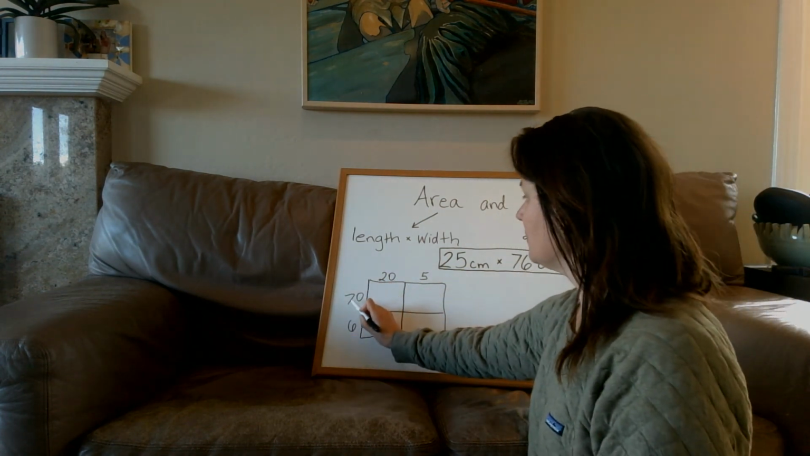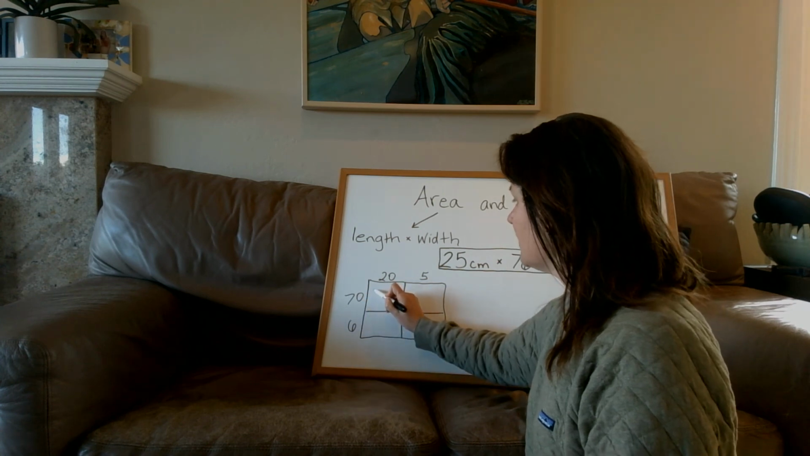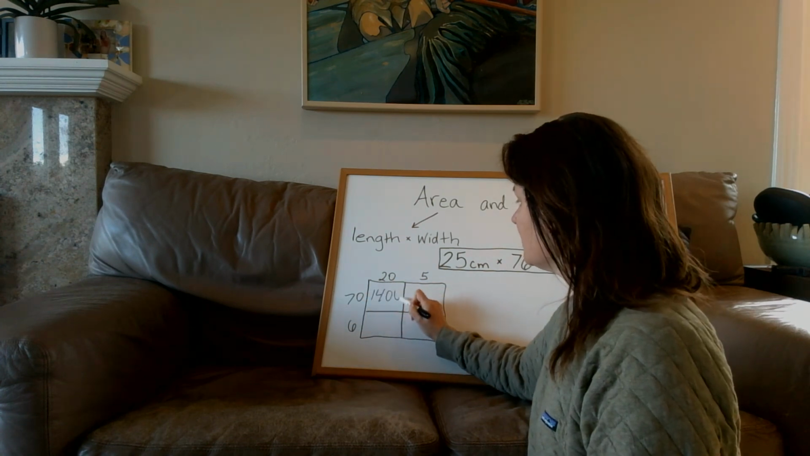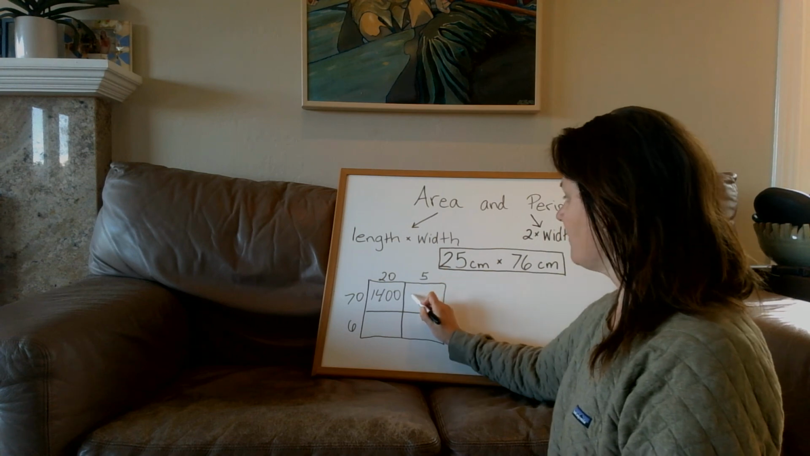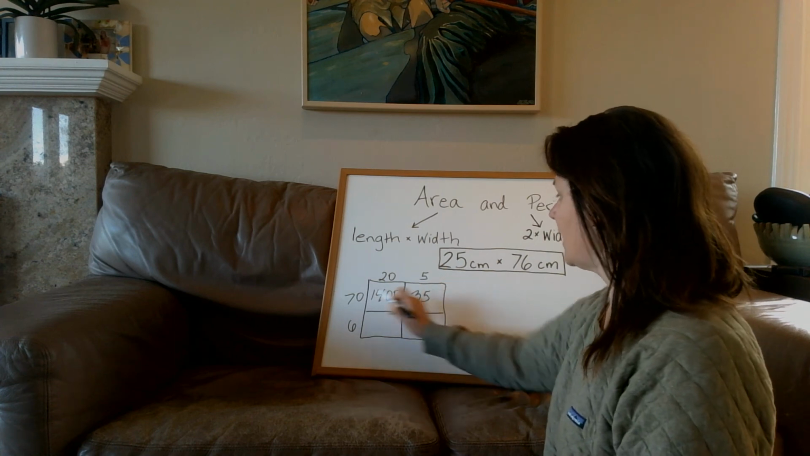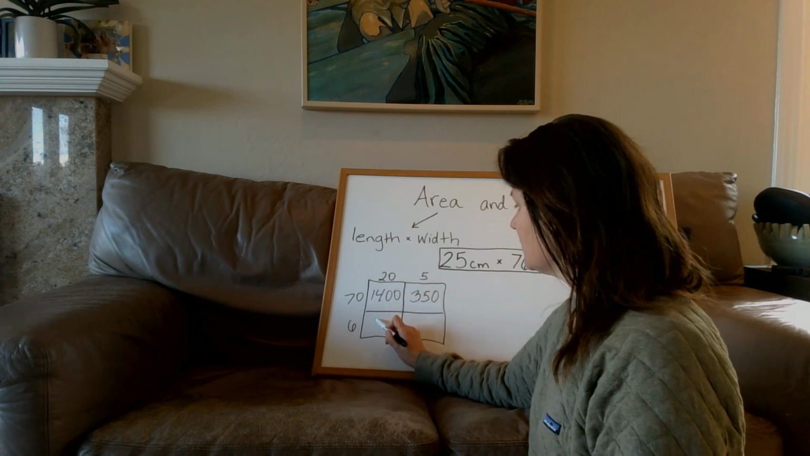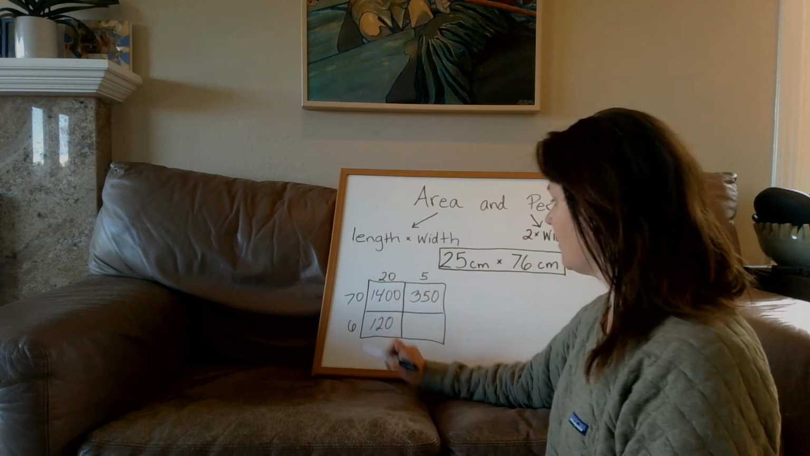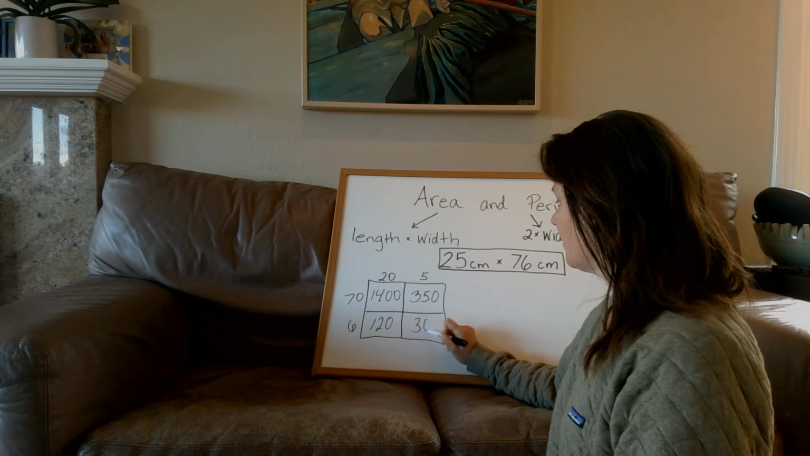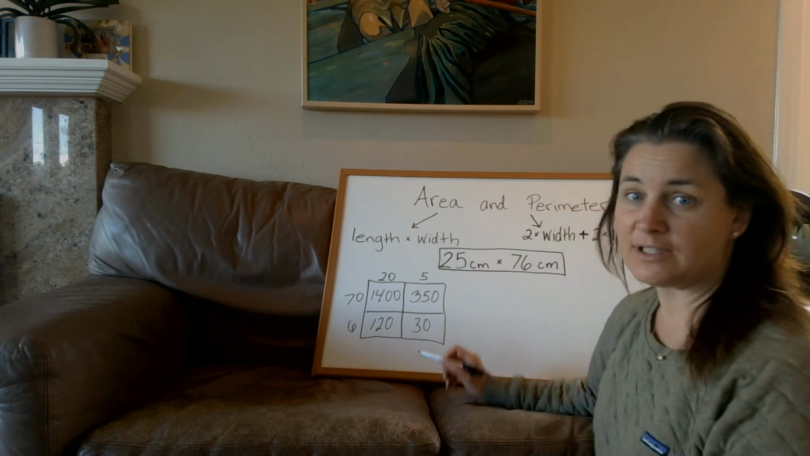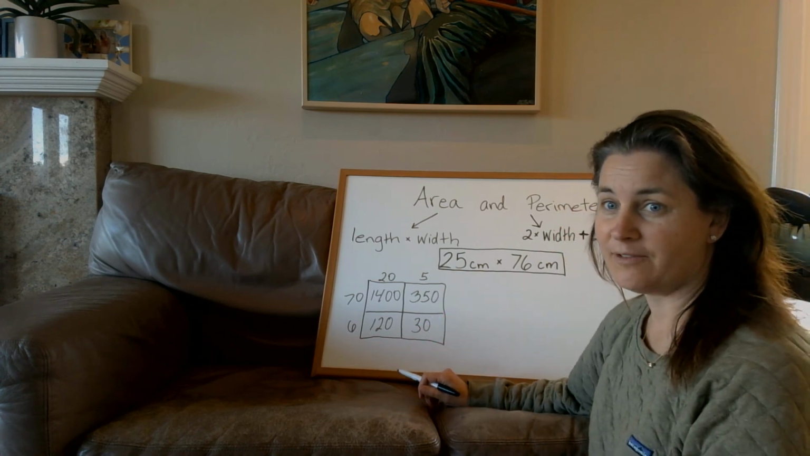And in this box, you would do 7 times 2 is 14, attach 2 zeros. 7 times 5 is 35. Attach that 0. 6 times 20, 6 times 2 is 12. Attach your 0, and 6 times 5 is 30. Then we would take these numbers here and add them all together, and we'll see if we get the same number.